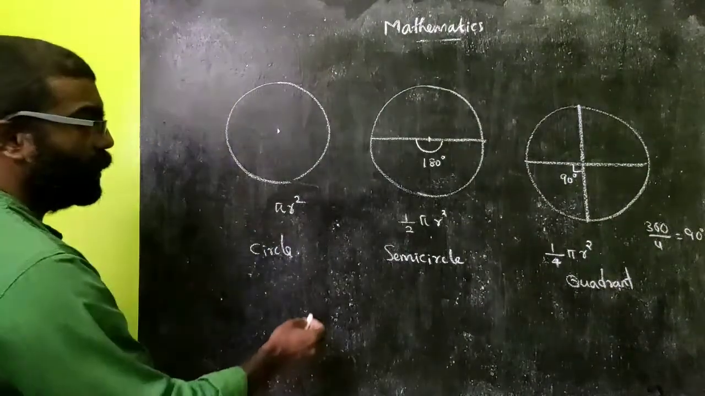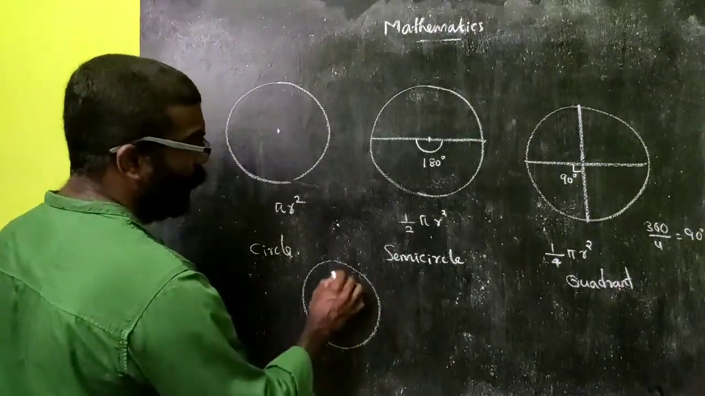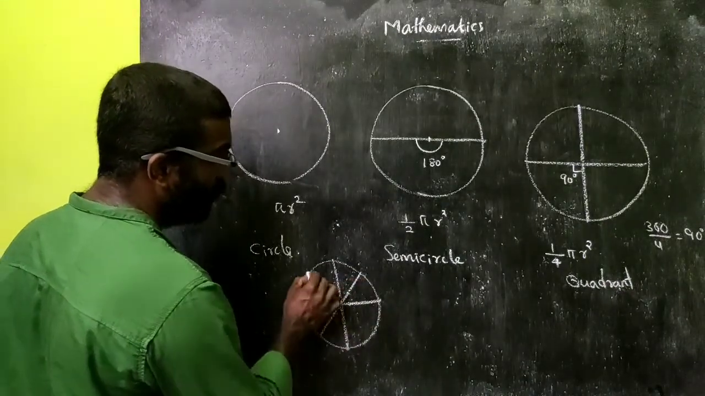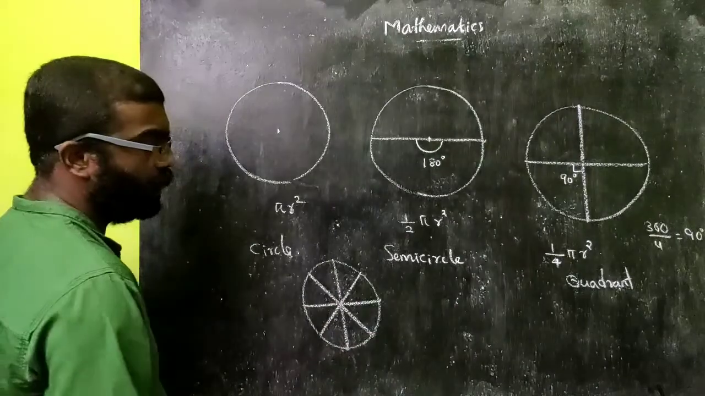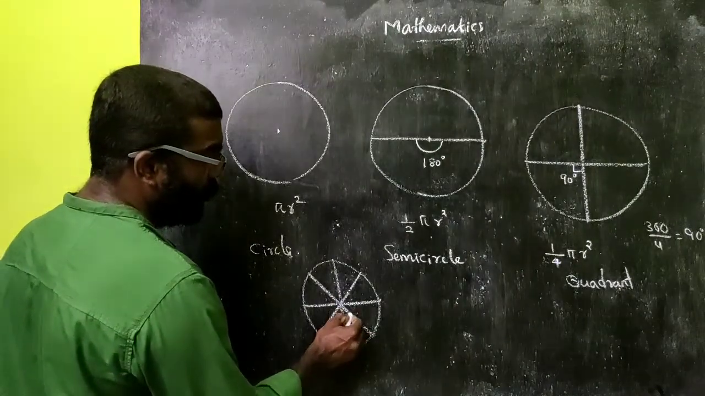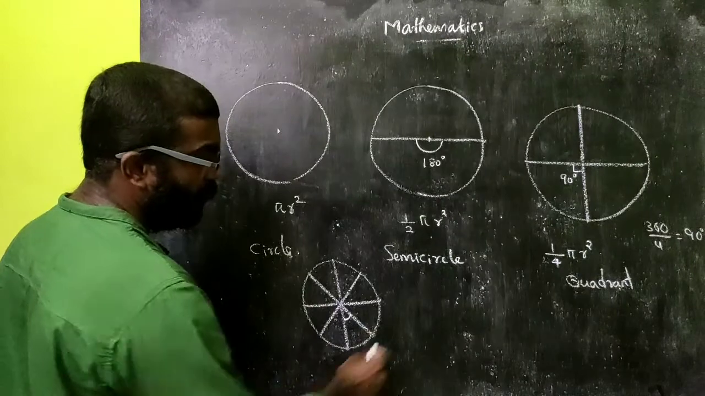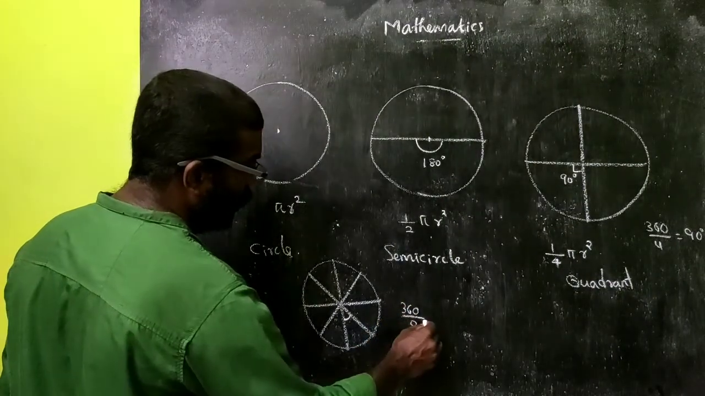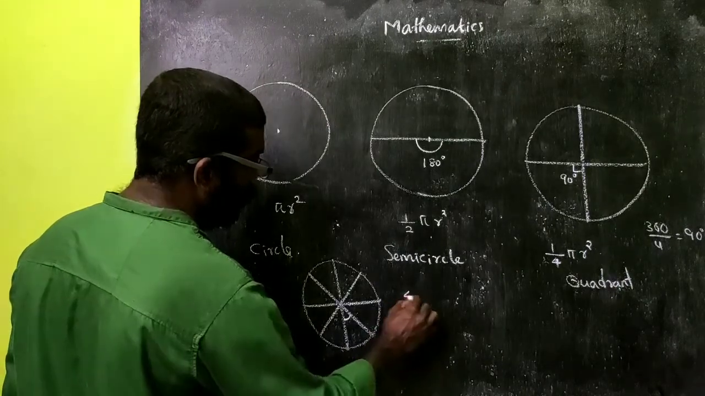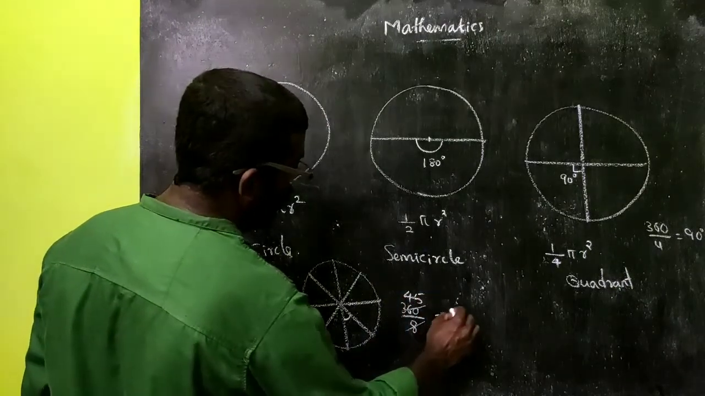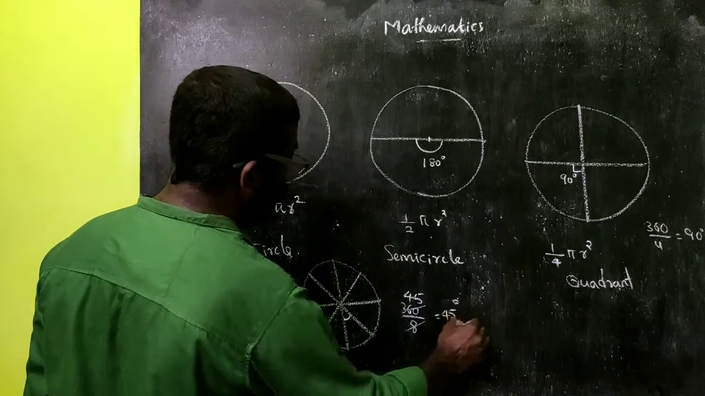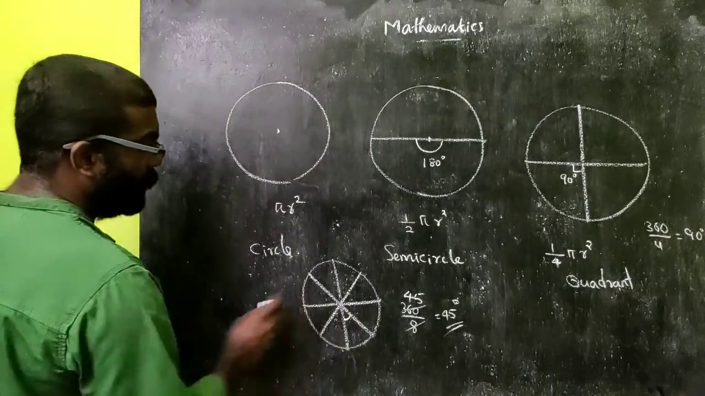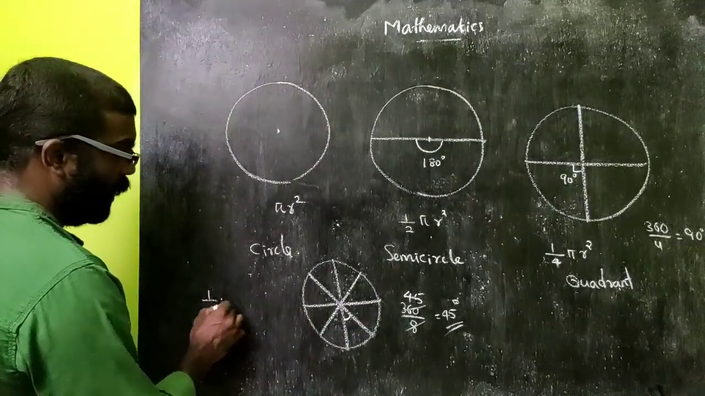And if we divide the circle into 8 equal parts, here the circle is divided into 8 equal parts, and the central angle of one sector will be 360 divided by 8. And 360 divided by 8 is how much? 45. So the central angle will be 45 degrees. And in this case, the area of each sector will be equal to 1 by 8 pi r square.